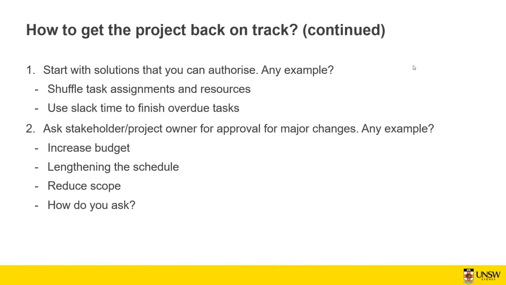What's the relationship between AC, BAC, and PV? AC is the actual cost, the amount of money that you've spent so far at the time. Planned value is the planned budget that you put for all the tasks that need to be finished by that time. And budget at completion, as we discussed just now, BAC is the cumulative planned value at the finish time of the project.